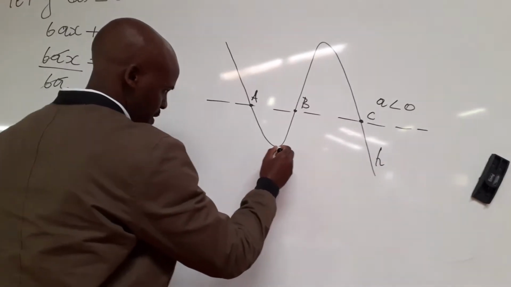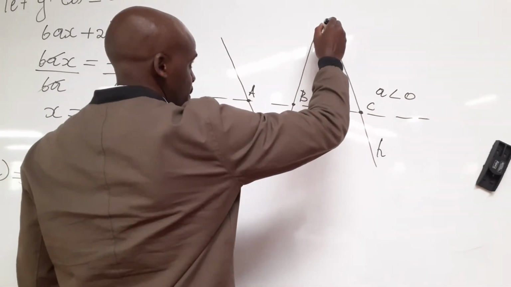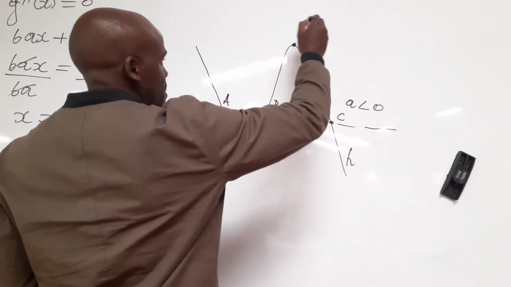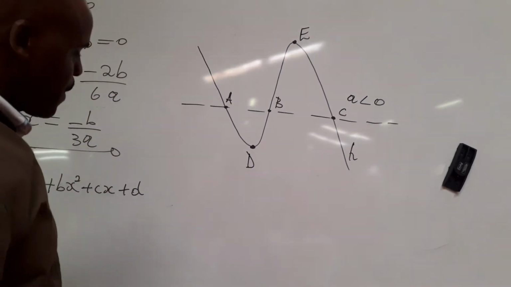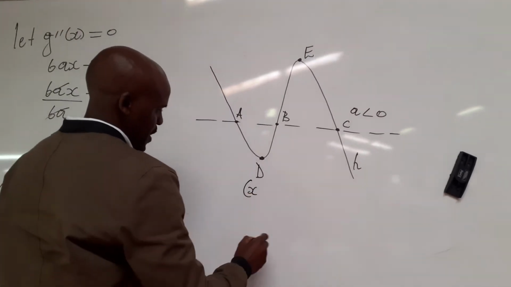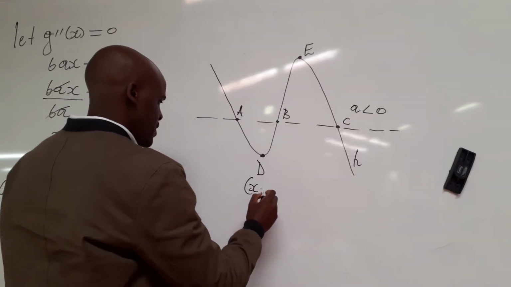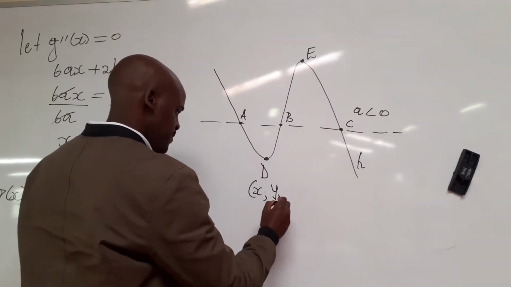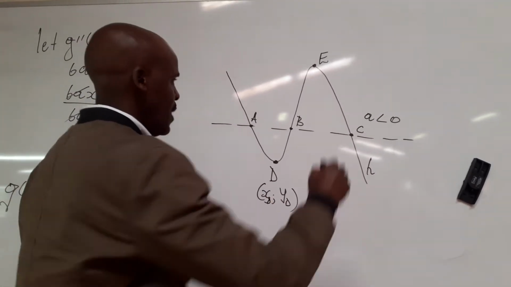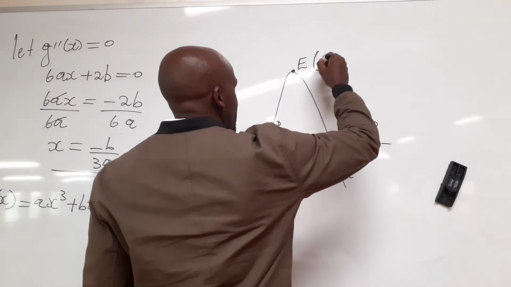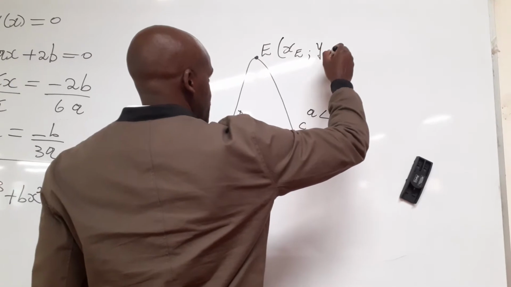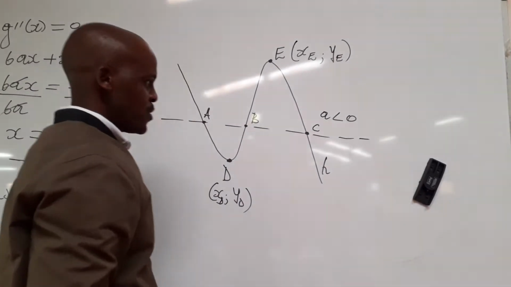Let me indicate the stationary points again. Let's say this is point D and point E. We've got x and y at D, and up there, the coordinates x at E and y at E. The points have to correspond, right?